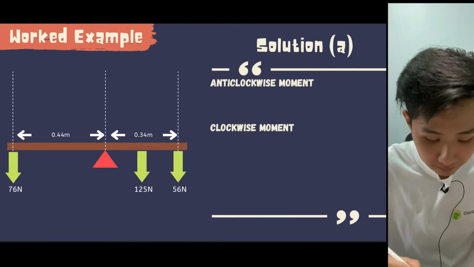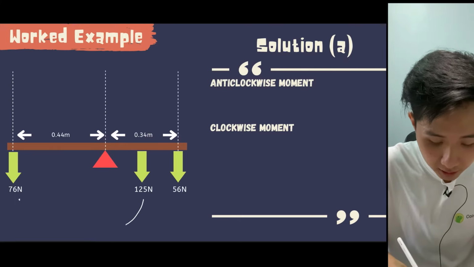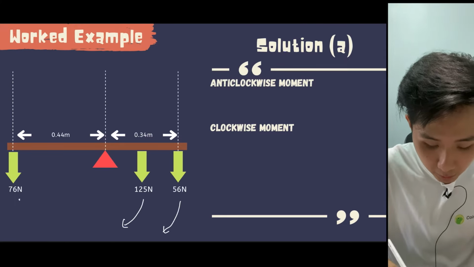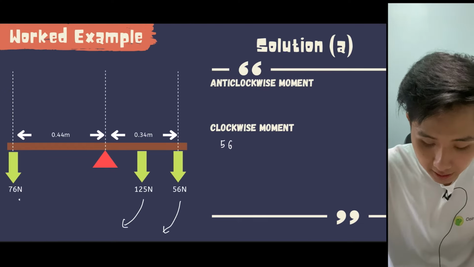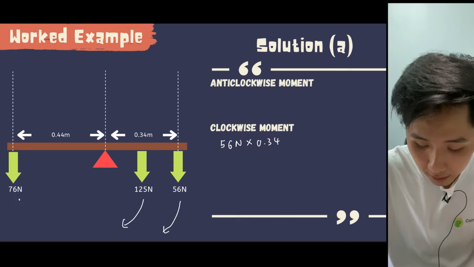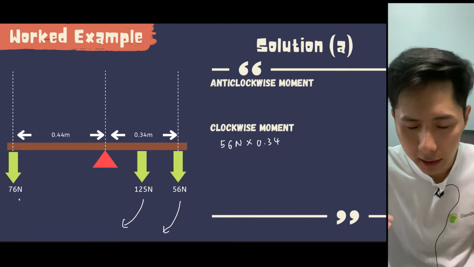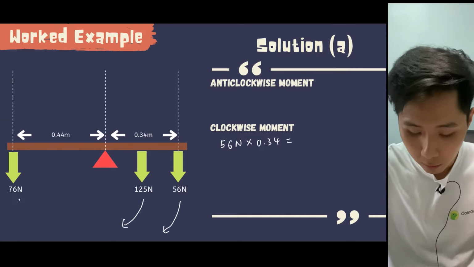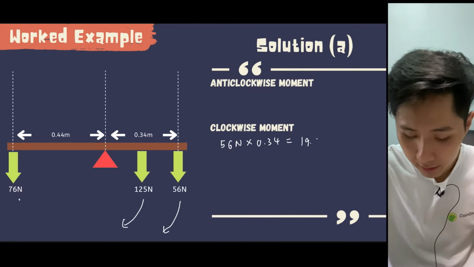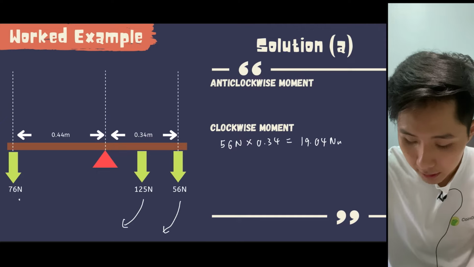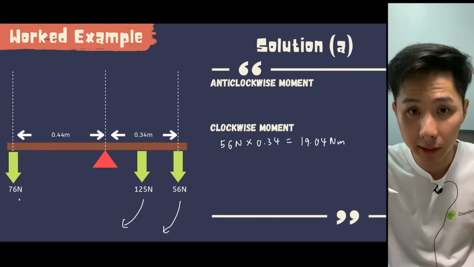So first of all, we can calculate the clockwise moment. So I'm going to get what I have. The first one is 56 Newton multiplied by 0.34. That's the first clockwise moment, which I'm going to get as 19.04 Newton meter. So that's the first one.